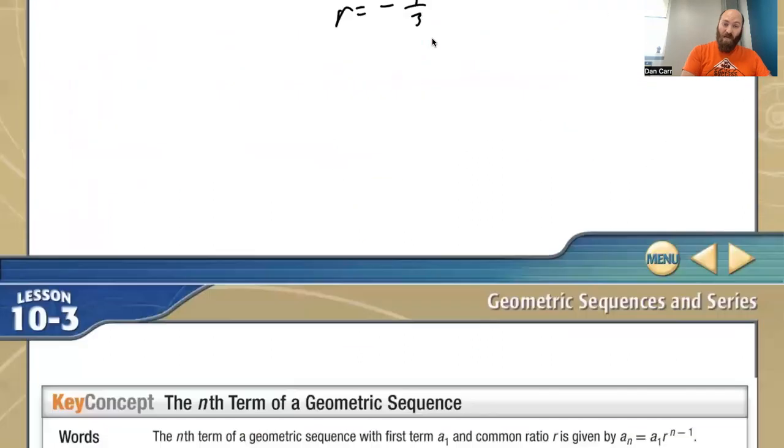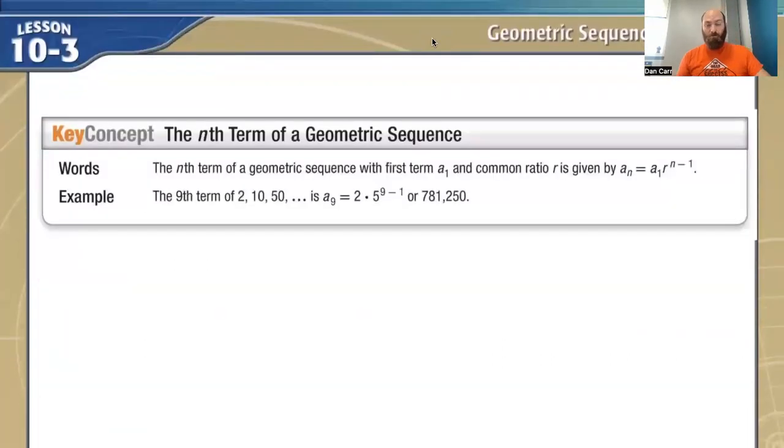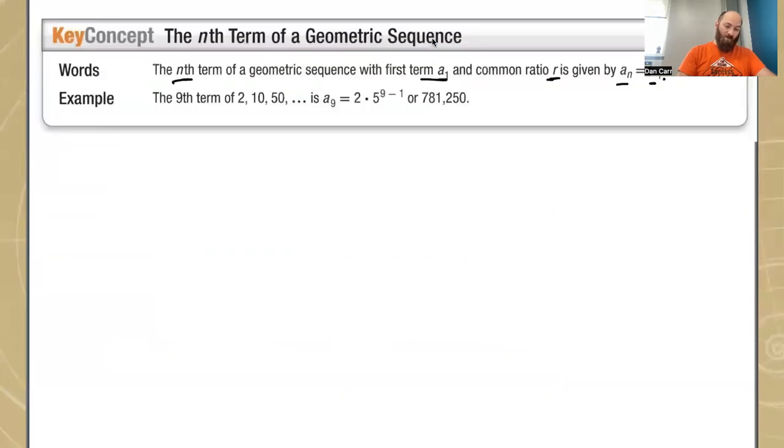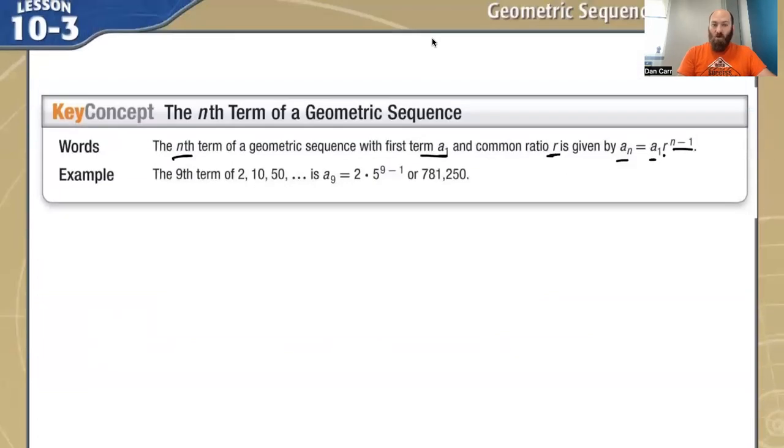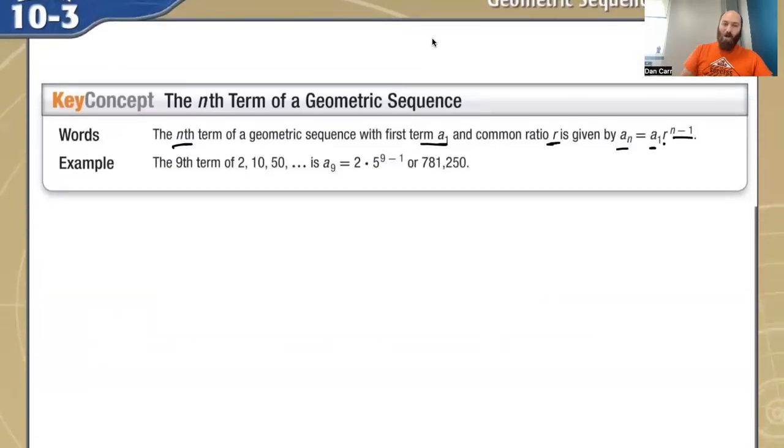We can also use that in our explicit rule. When we write an explicit rule in terms of the nth term, a sub n, we start with our first term a sub 1 and a common ratio r. It follows this formula: a sub n is equal to a sub 1 multiplied by r raised to the n minus 1. It's always going to follow that pattern. Now, does it come up with recursive? Yeah, it does. So we'll talk about the recursive when we get to the next problem.